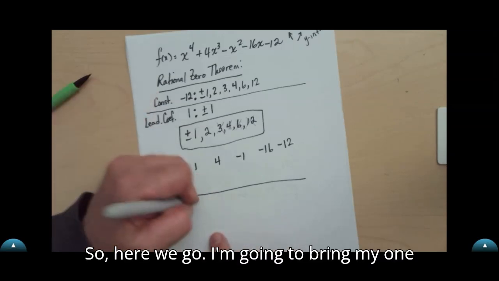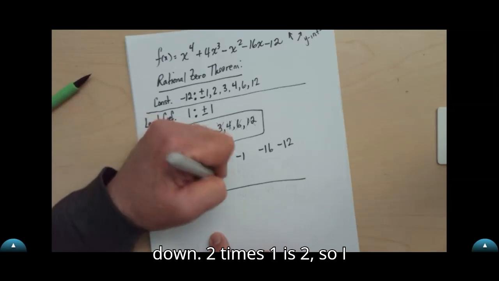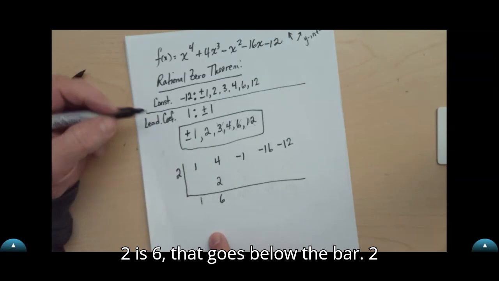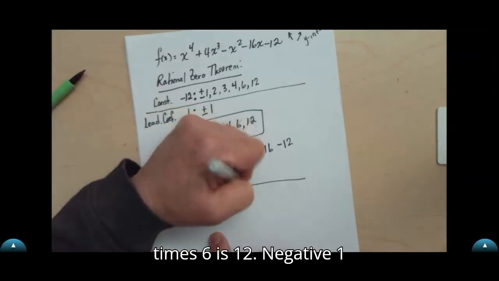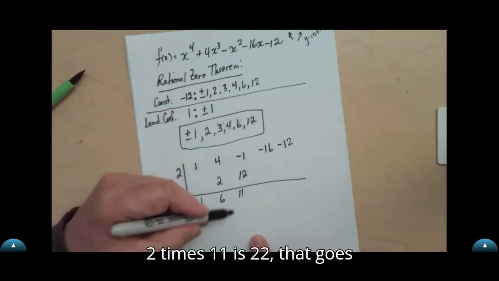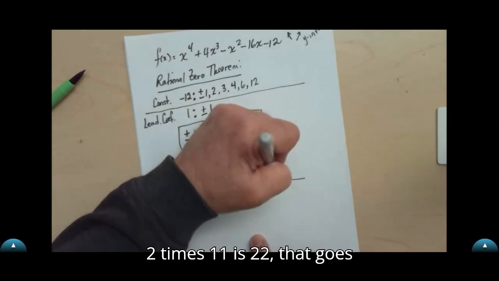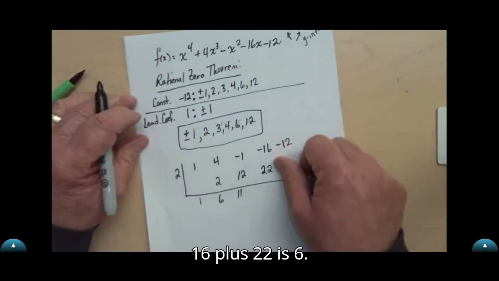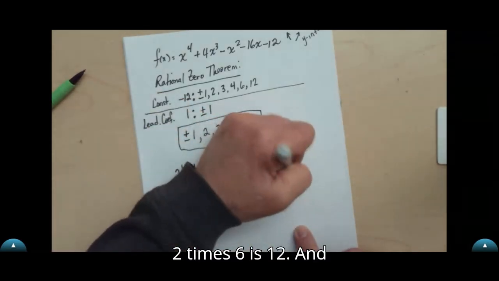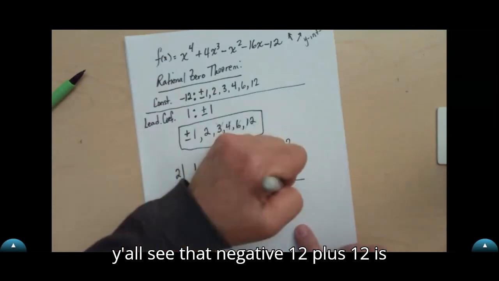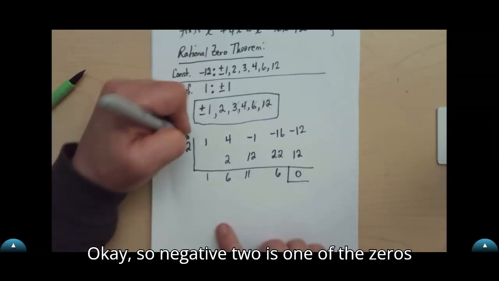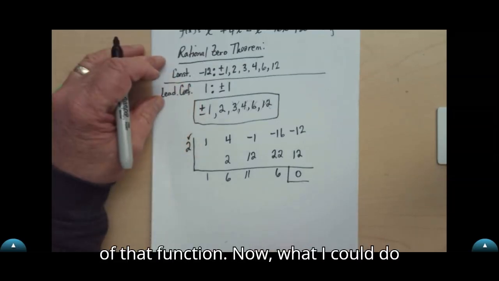So here we go. I'm going to bring my 1 down. 2 times 1 is 2, so I put that under the next number, 4. 4 plus 2 is 6, that goes below the bar. 2 times 6 is 12. Negative 1 plus 12 is 11, that goes below the bar. 2 times 11 is 22. That goes under the negative 16. Negative 16 plus 22 is 6. 2 times 6 is 12. And y'all see that negative 12 plus 12 is 0, right? Everybody with me? Okay, so 2 is one of the zeros of that function.